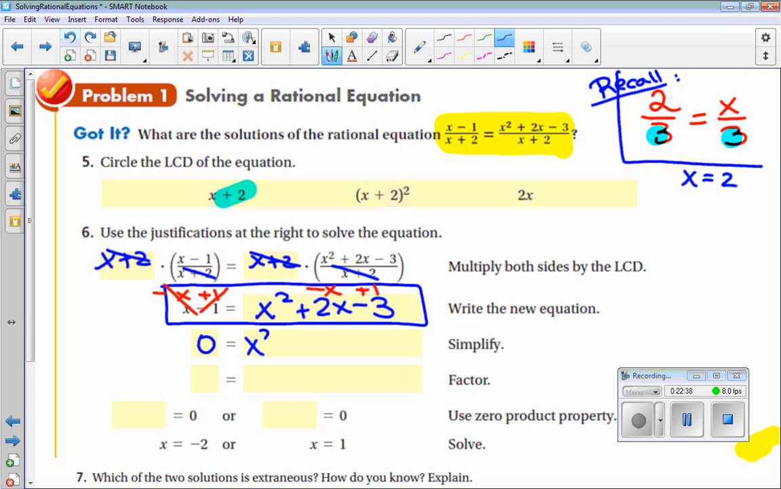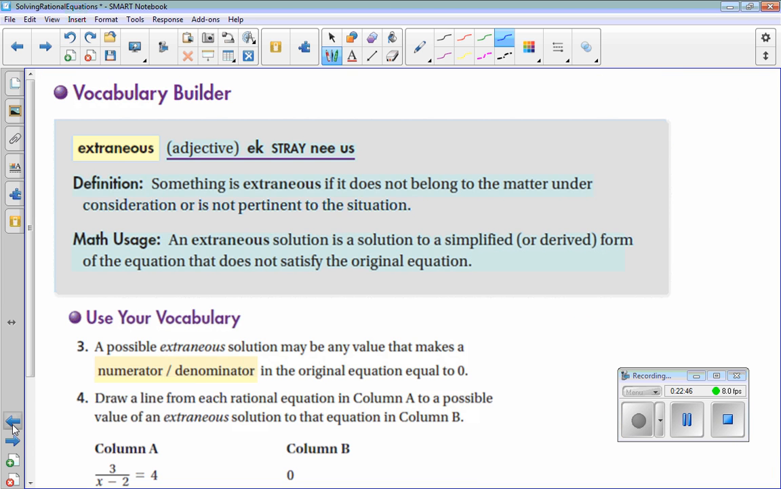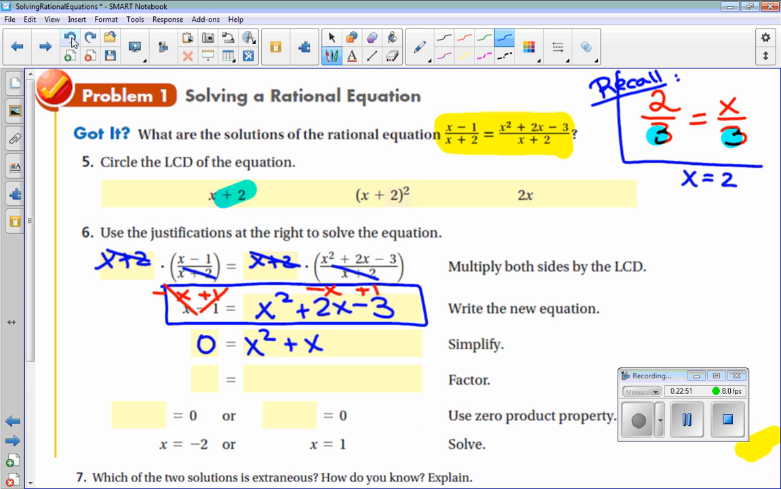X squared plus x. What now? Minus 2. Good.